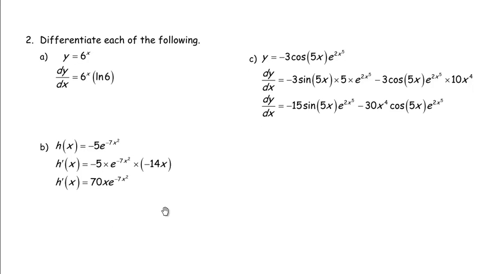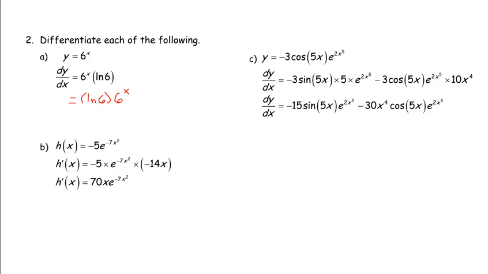So in question number 2, we're asked to differentiate each of the following. And in A, we've done this a couple times already. y equals 6 to the x, so the derivative of that would be 6 to the x times the ln of 6. And of course we could also rewrite that as the ln of 6 times 6 to the x. That'd be the same thing.